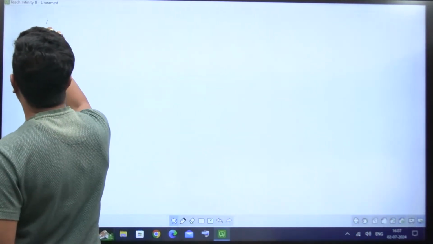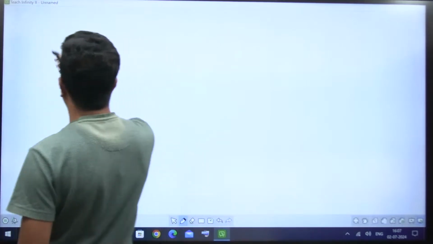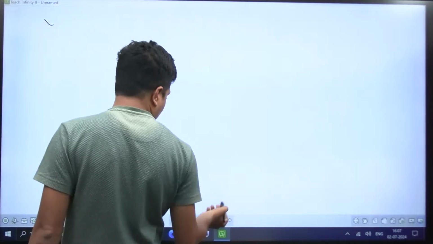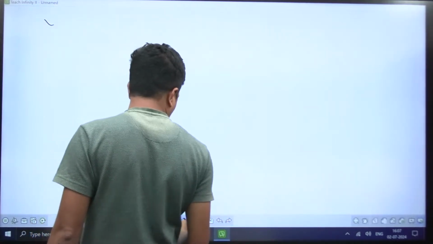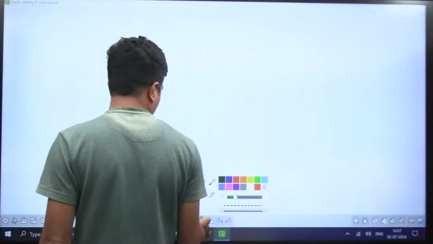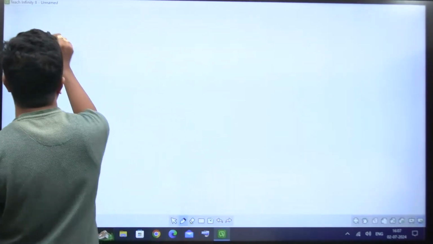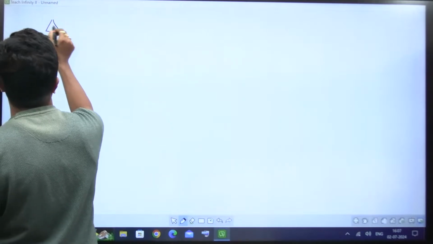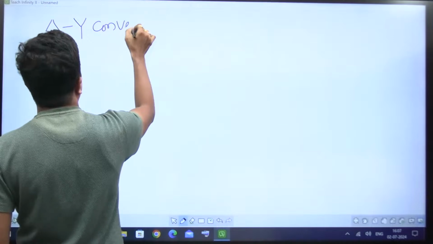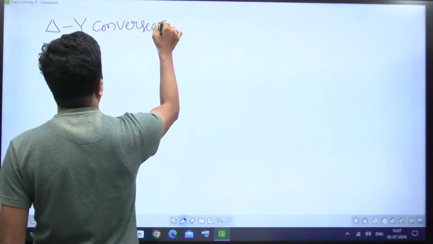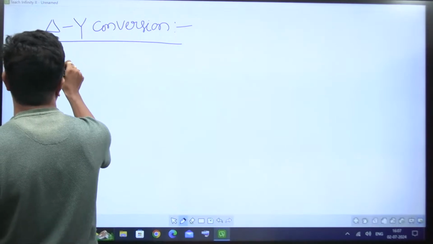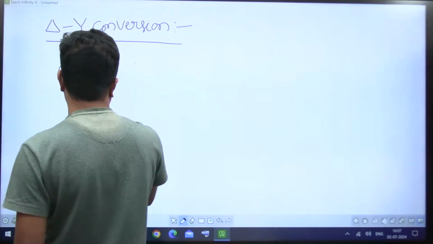Delta to star and star to delta conversion. Let's take resistances first. Delta to star conversion, for star to delta, whatever it is, no problem. Suppose I'm taking resistances which are connected in delta.